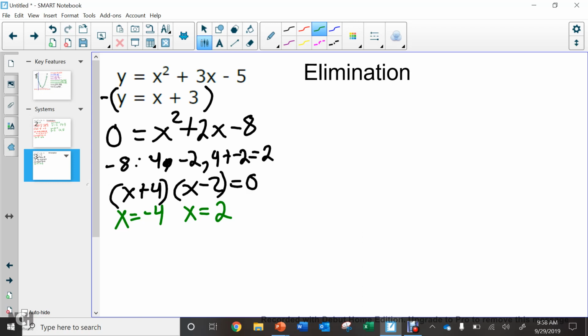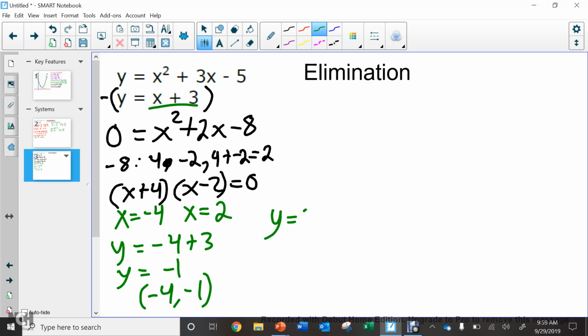And again, now I just use these numbers and plug them back into one of my equations. Again, it doesn't matter, but you should always go for your simpler problem of the linear. So y equals negative 4 plus 3, which gets me the y value of negative 1. So again, negative 4, negative 1. And plugging in the 2, 2 plus 3, and y equals 5. So we get the answer of 2, 5.